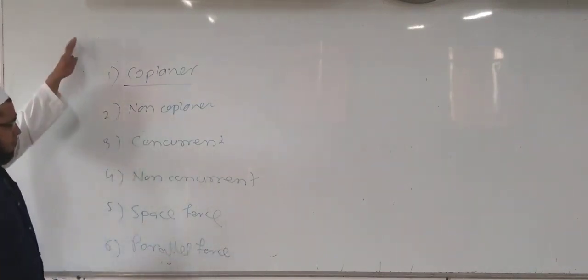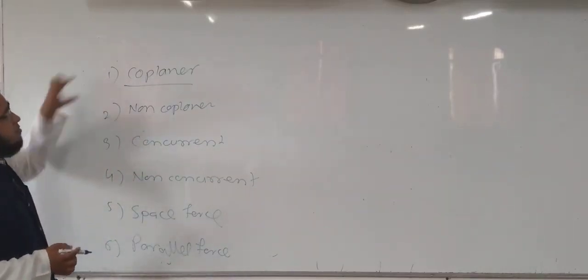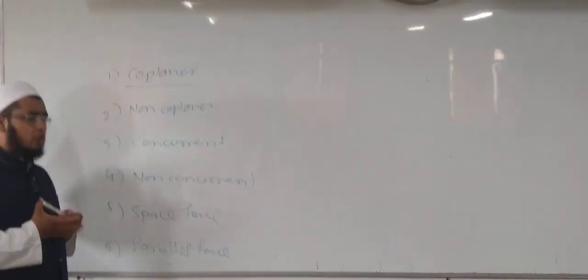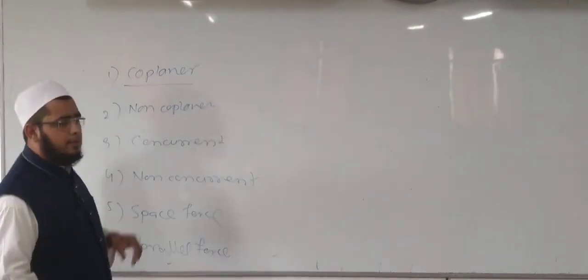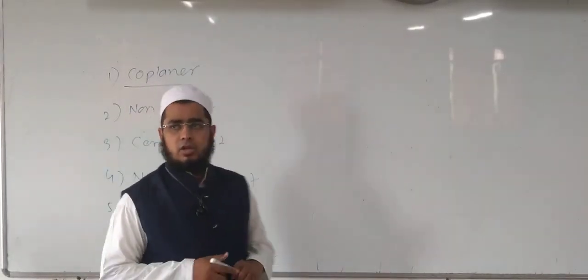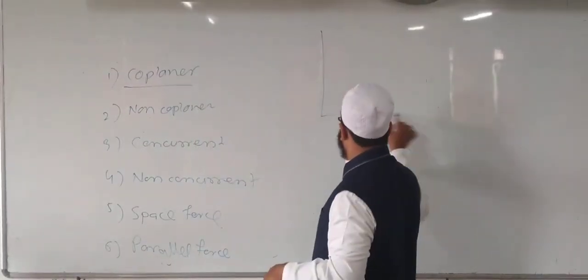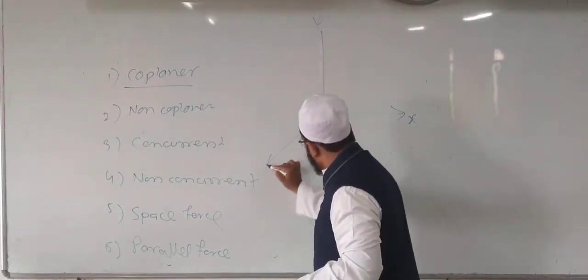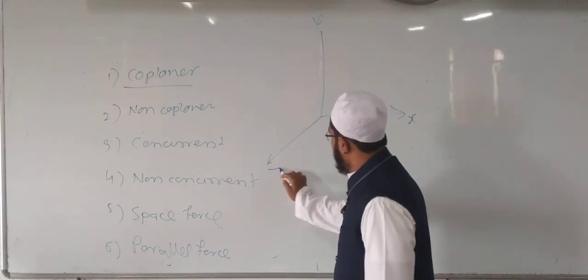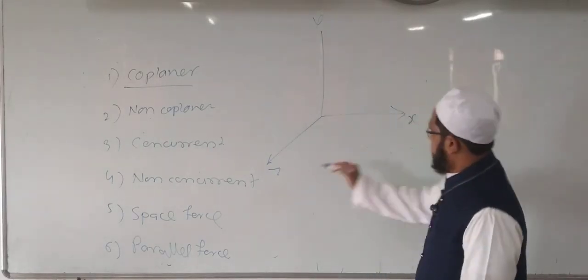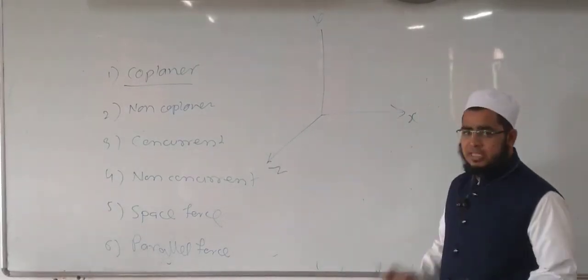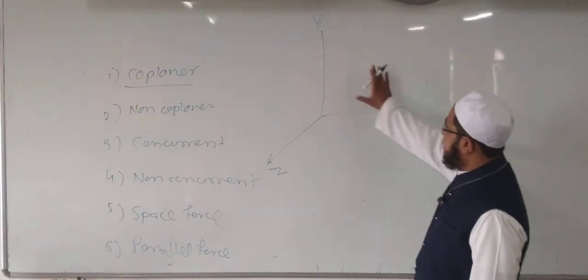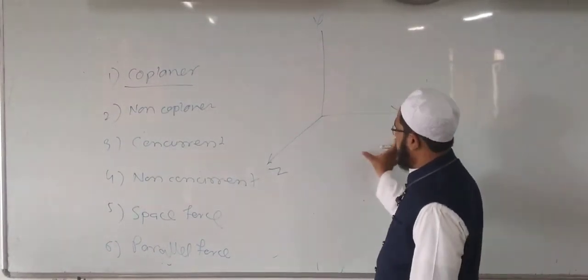These are some various force systems. What is meant by coplanar force system? As we already know, there are 3 planes. Generally we deal only with the XY plane, but there is another plane, that is the XZ plane. Means in nature there are 3 planes: XY plane, YZ plane and XZ plane.